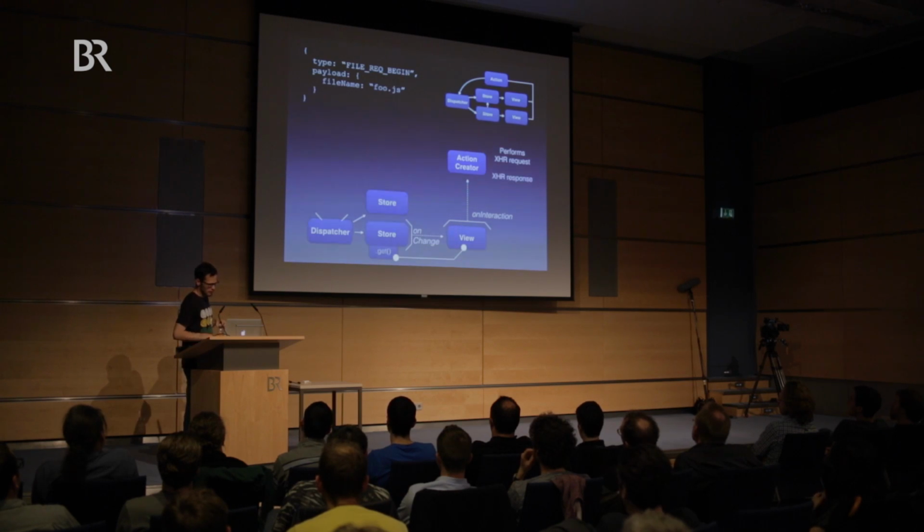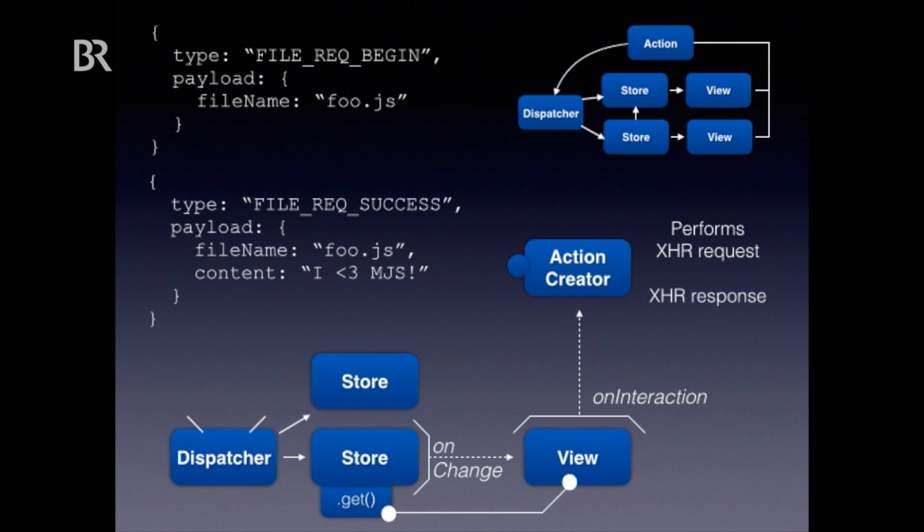Now, from the XHR request that we made, we maybe get a response. And for this, we send a second action through the system. In this case we would say the type is now file request, and it succeeded. And as payload we say again, okay, we have this file name, and the content is, for instance, I love MunichJS. And then we do the same thing again: we throw it against the dispatcher, and the information goes there again.